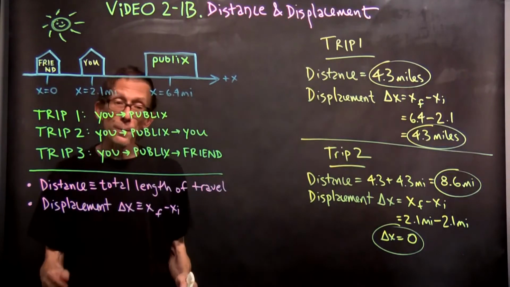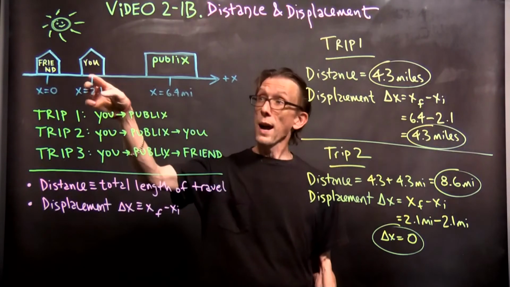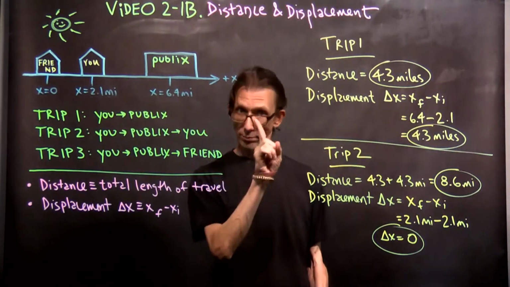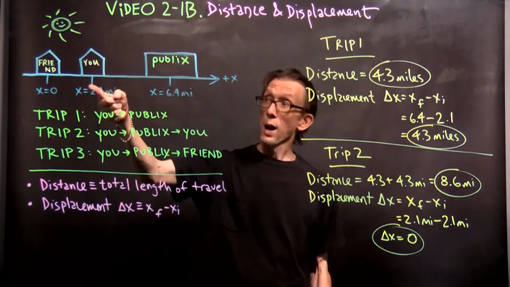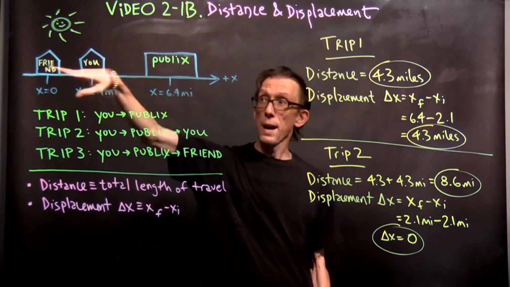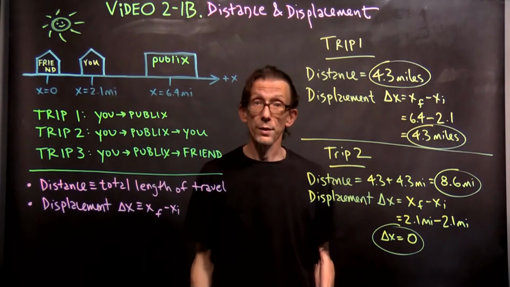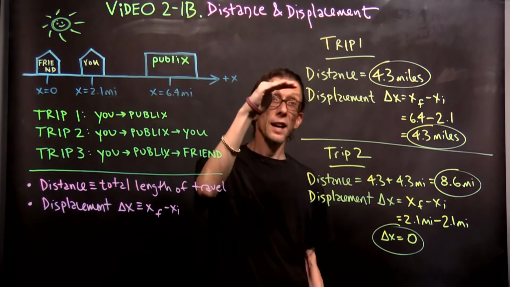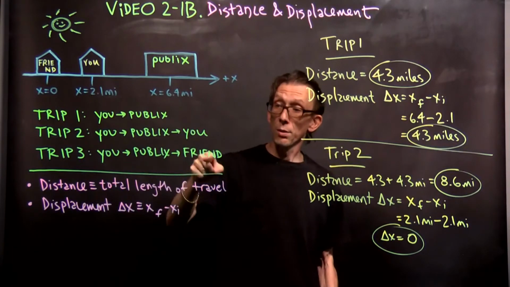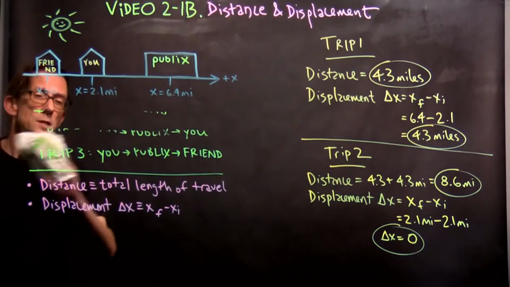So trip 3, before we erase, is from your house to Publix to your friend's house. Okay? On the way back, you go right past your house and keep on buzzing down the road 2.1 more miles to your friend's house. And now let's do the same thing, calculate distance and displacement for trip number 3. Give me a moment here to erase this.